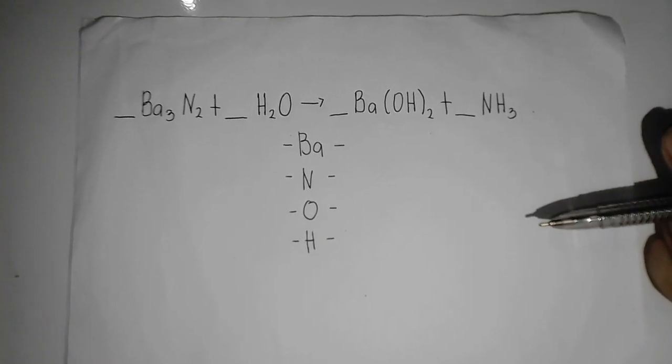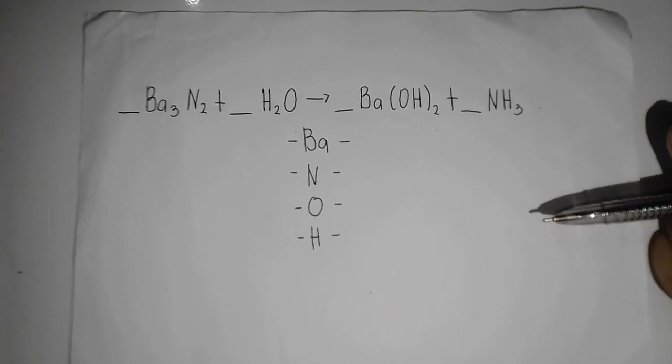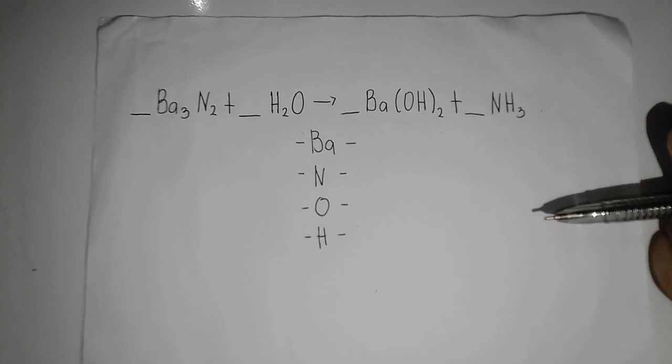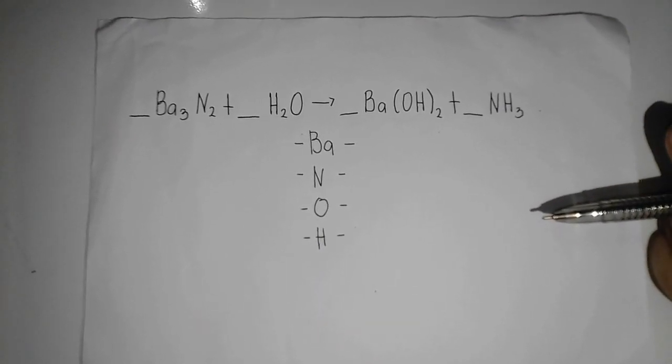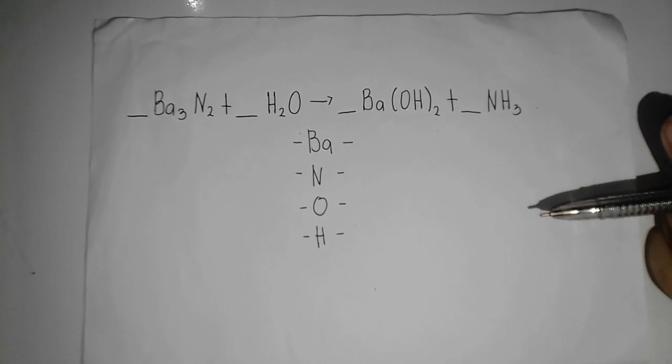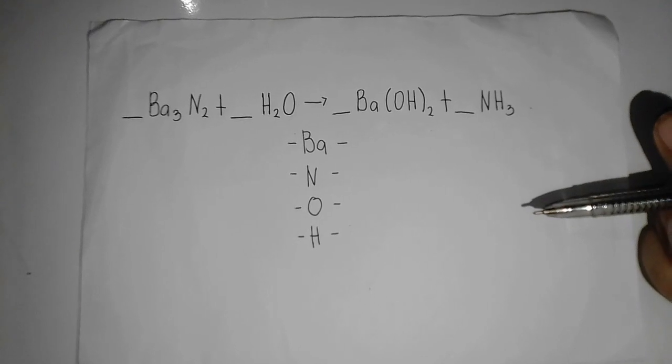After learning the rules in balancing chemical equations, let us proceed to the given equation. Always remember that it is important to know how to read the chemical equation properly. So what are we going to do? First, we're going to identify the elements present in the chemical equation.